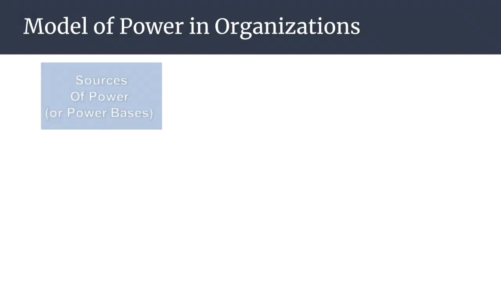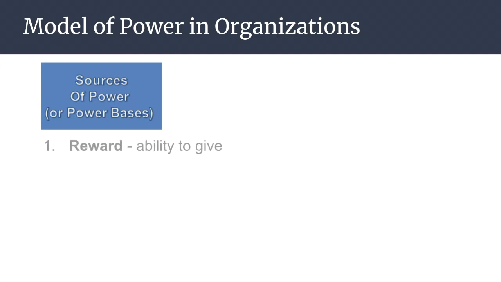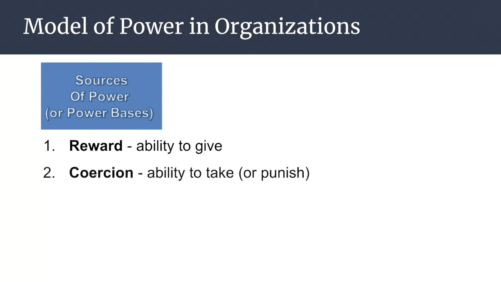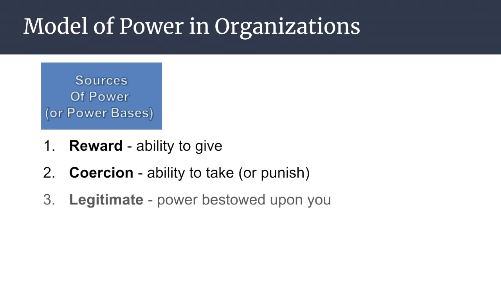So starting with the sources of power, there's reward power, which essentially is the ability to give, for example, rewarding your employees by giving them a promotion or a bonus. Then there's coercion, which is the ability to take away, or punish someone. Think demoting them or creating a threat response environment. Then we have legitimate power, which is power given to you by an organization. So think you're CEO of an organization or president of the USA, someone who legitimately has power to influence.